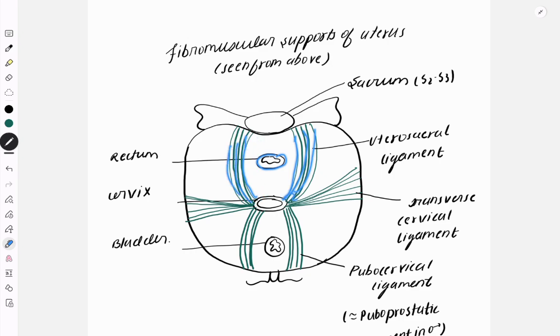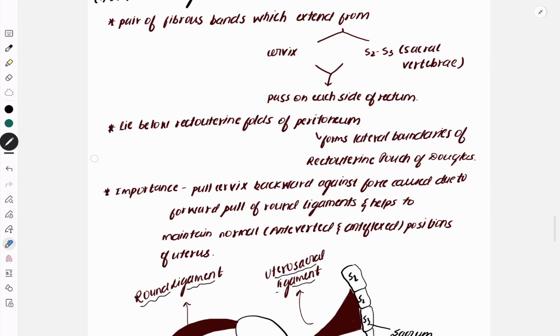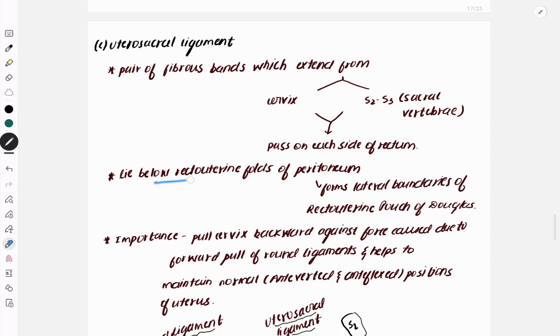They will begin from the posterior aspect of the cervix, and they will move on each side of the rectum, and they will get attached to the sacrum at the level of S2 and S3 vertebra. That is the extent of the uterosacral ligaments. So these lie below the rectouterine folds of peritoneum.